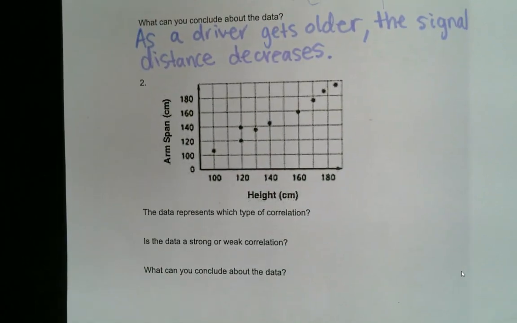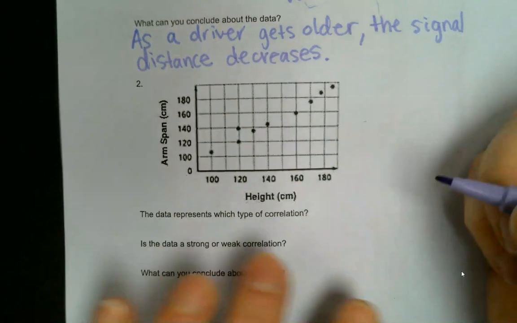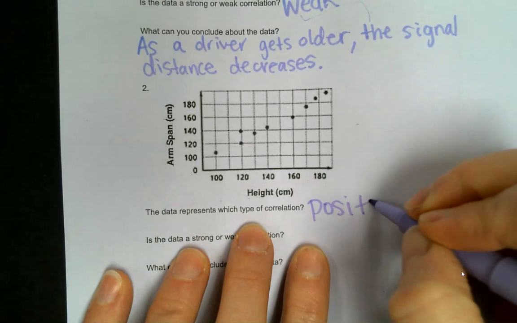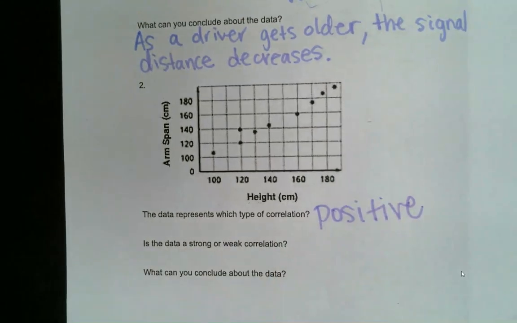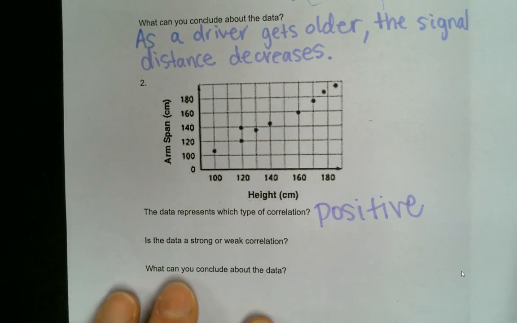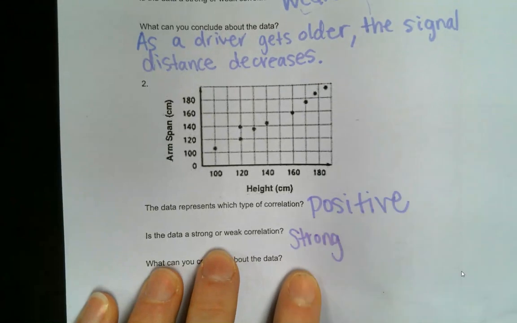The data represents which type of correlation? What do you notice about the scatter plot? Which direction is it going? Up, so it's positive. We want to know whether it's weak or strong. If we were to draw a line through this, would it be close to a straight line? All the points? I'd say it's pretty close to a straight line. So this is considered strong, way stronger than the last one.